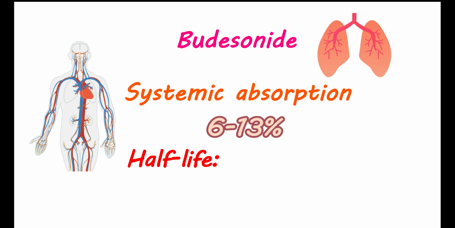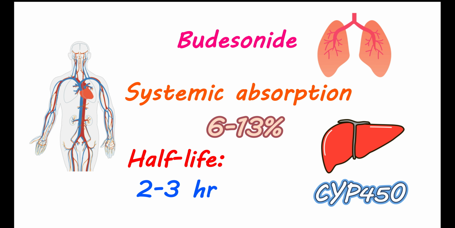Budesonide has a half-life of around 2 to 3 hours, and it is metabolized in the liver by enzymes called the cytochrome P450 system. It is excreted in the urine as well as feces.